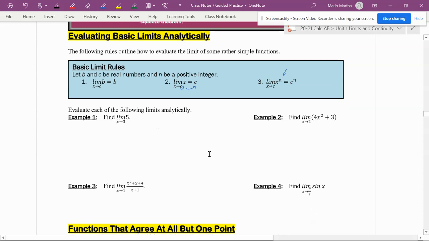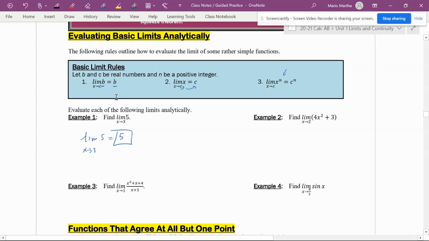So now let's look at some examples where we can also apply some of the previous rules that we learned on the previous lessons. So here we want to find the limit as x approaches 3 of 5. If you notice here, this is a constant. So we're looking at the limit as x approaches 3 of 5. And since it's a constant, pretty much we're just going to set it equal to 5. And that's our answer.